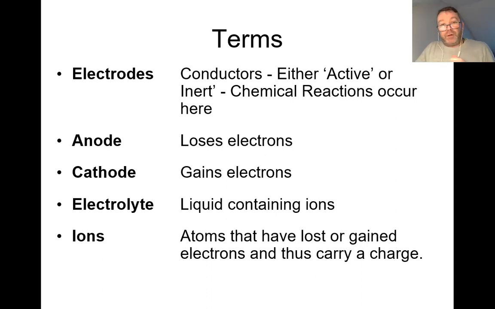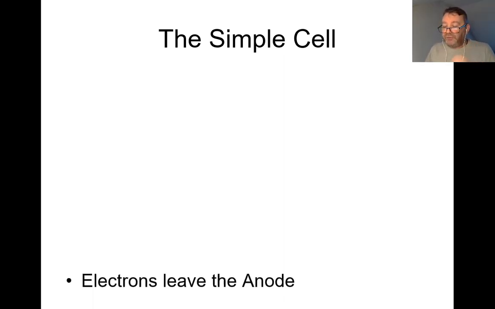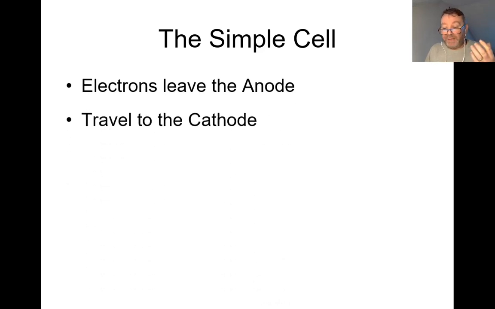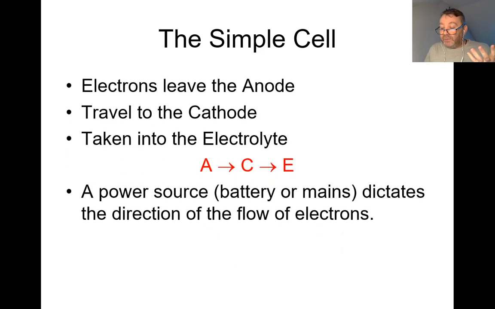Okay, so once you've got those terms in your head, no harm to write them out maybe and make sure you understand them. Let's go over what the simple cell is. Now remember what I told you at the start. We're going to be using electricity to bring about chemical reactions. So the first thing we notice about the cell is the anode, the cathode and the electrolyte. This is how we bring about the chemistry by means of our simple cell.